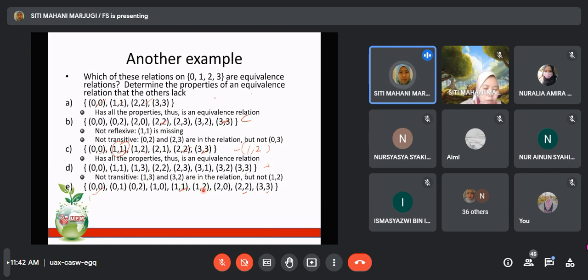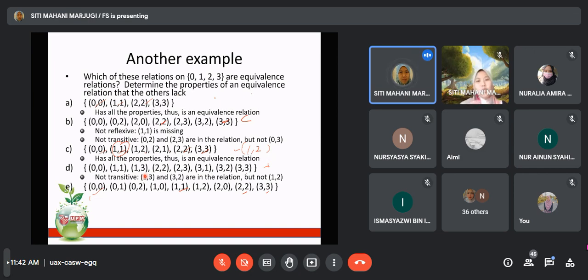Okay, ni 1,2. Suppose we have a 2,1. Tak ada 2,1 here. We don't have a 2,1 here. So 1,2 is present here, but 2,1 is not here. So we show that it is not symmetric. Okay, satu je dah tak ada, so tak payah buat yang lain dah. Awak dah nampak. If you see one that is not satisfied, you don't check everything.